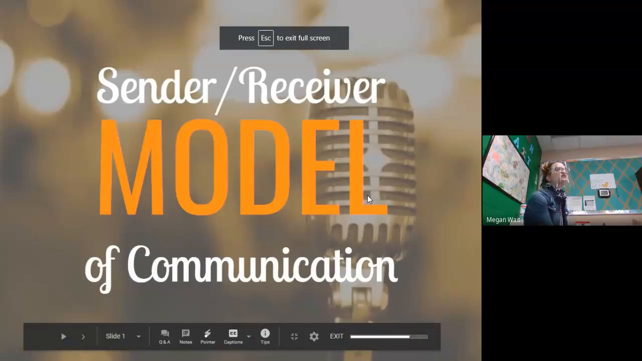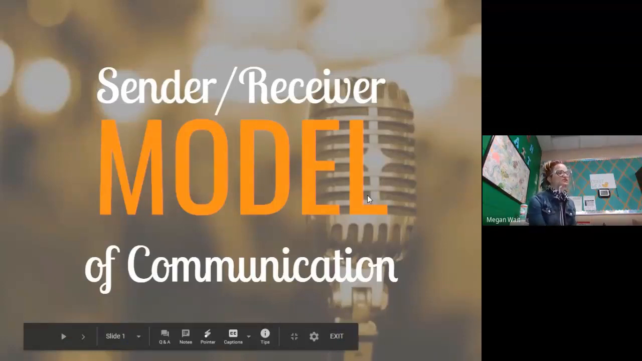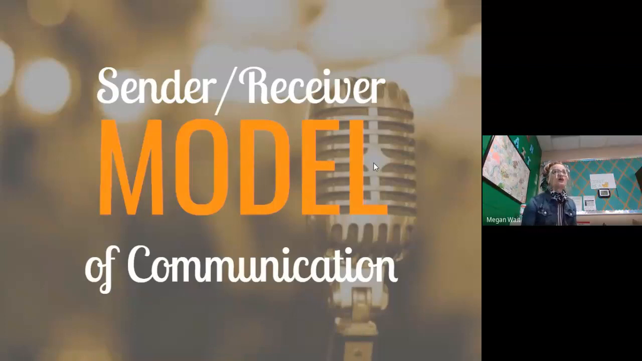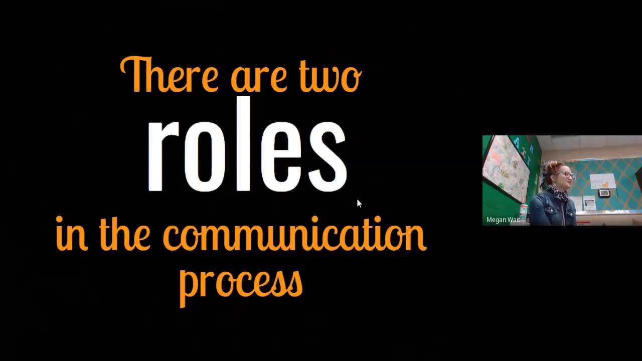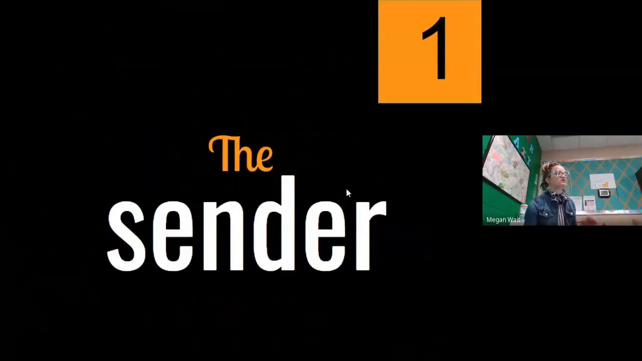So we have our sender-receiver model of communication. There are 2 roles in the communication process. What do you think they are? Role number 1 is going to be, yes? Yes, or in this nice little presentation, I call it what? The sender. And then what's the other role going to be? The receiver. Okay? So these are the 2 roles. We're going to talk first about the one who starts the initial conversation, which is the sender.